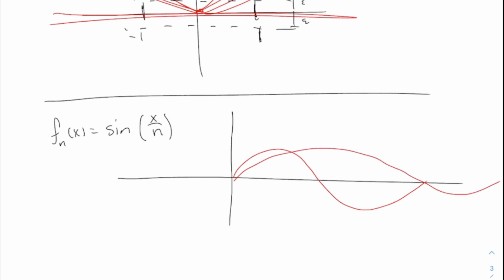So this is sine of x. This is sine of x over 2. Sine of x over 3 is stretched out even further. They all still go up to 1 and down to -1, but we are making longer and longer periods, as they say. All right.